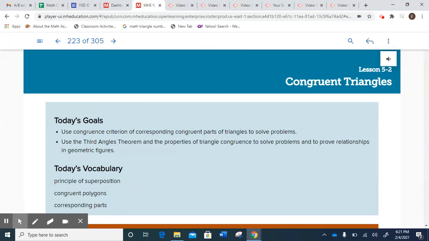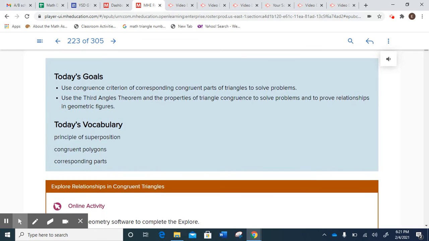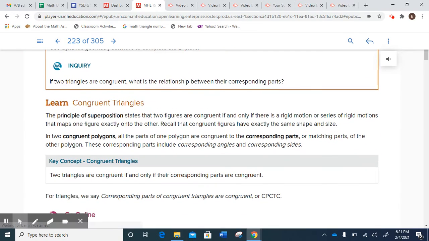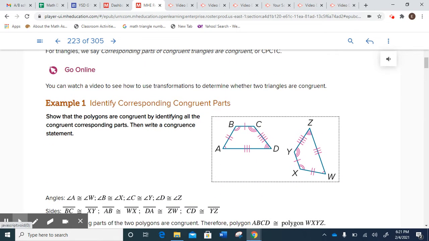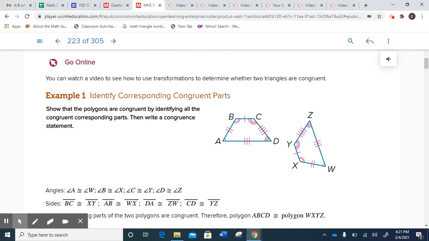All right, in 5-2, we're going to go over congruent triangles. So these are triangles that are the same shape and the same size. The main thing that we want to think about here is which angles go together and are matching, and what sides are matching. So in this example, they are asking you to identify what parts are the same.